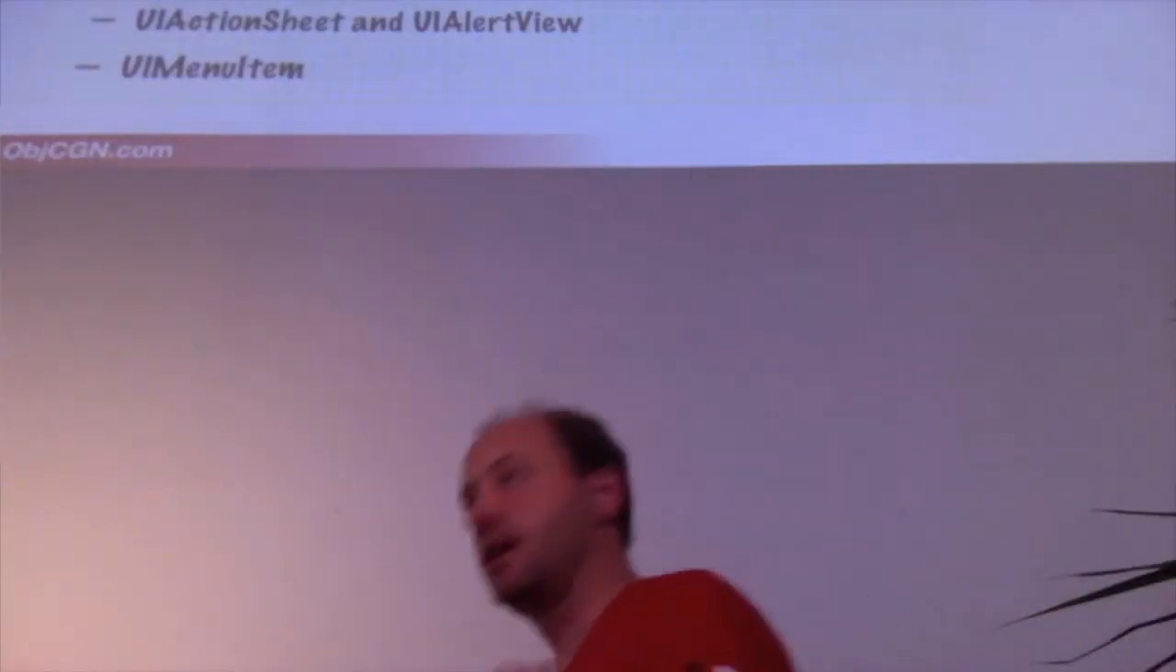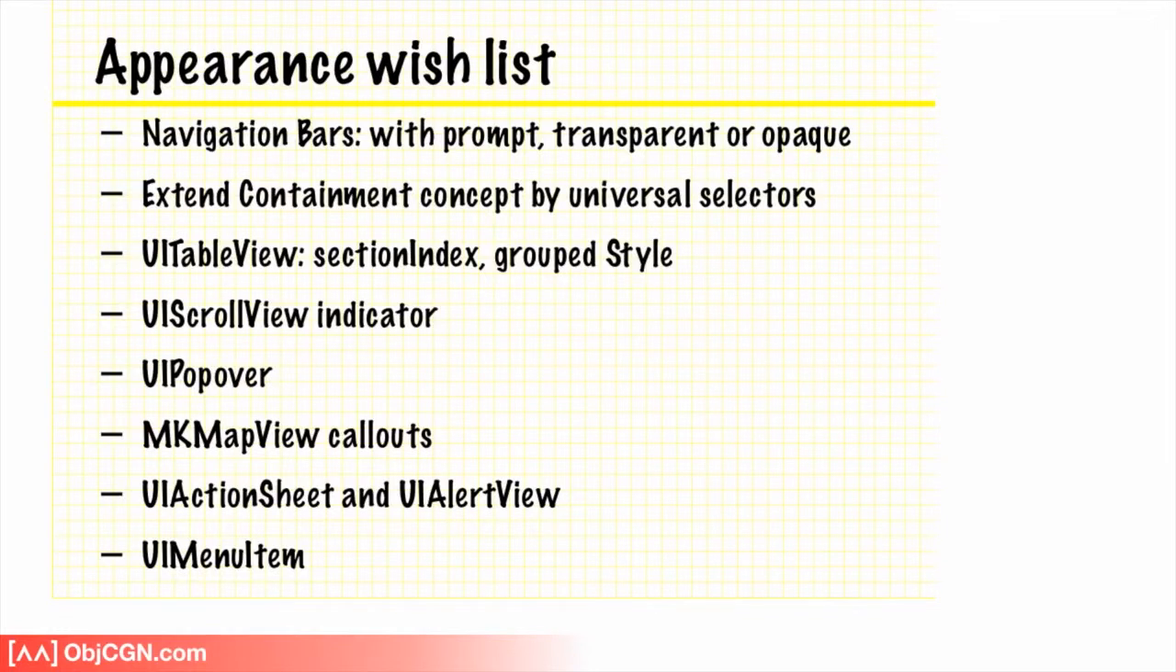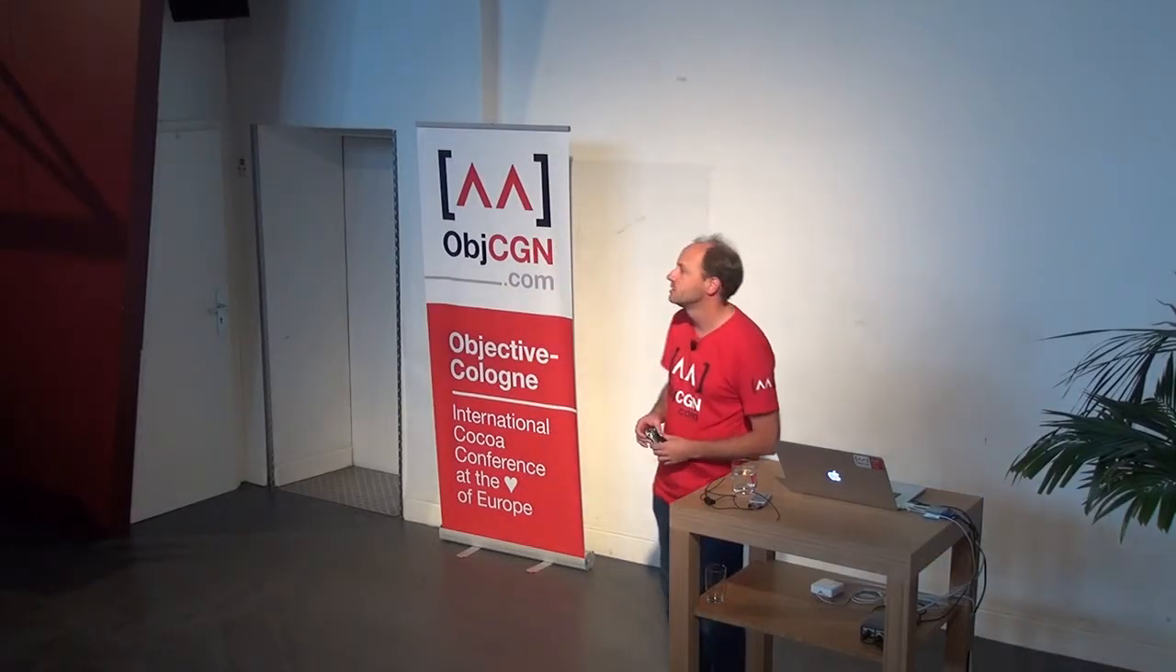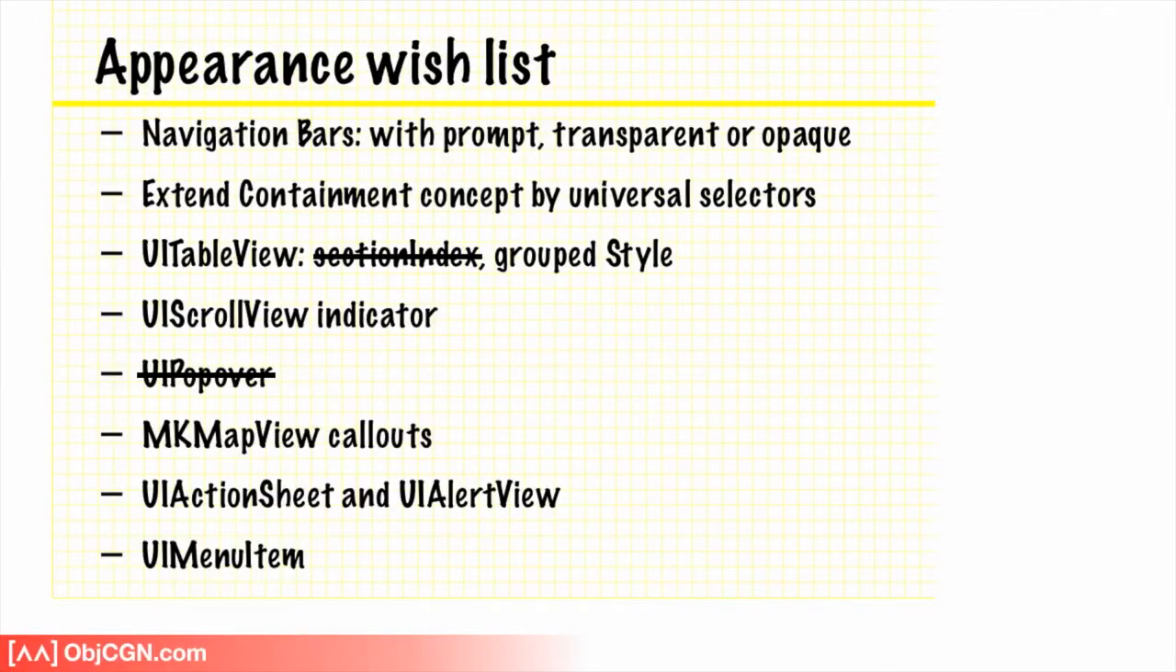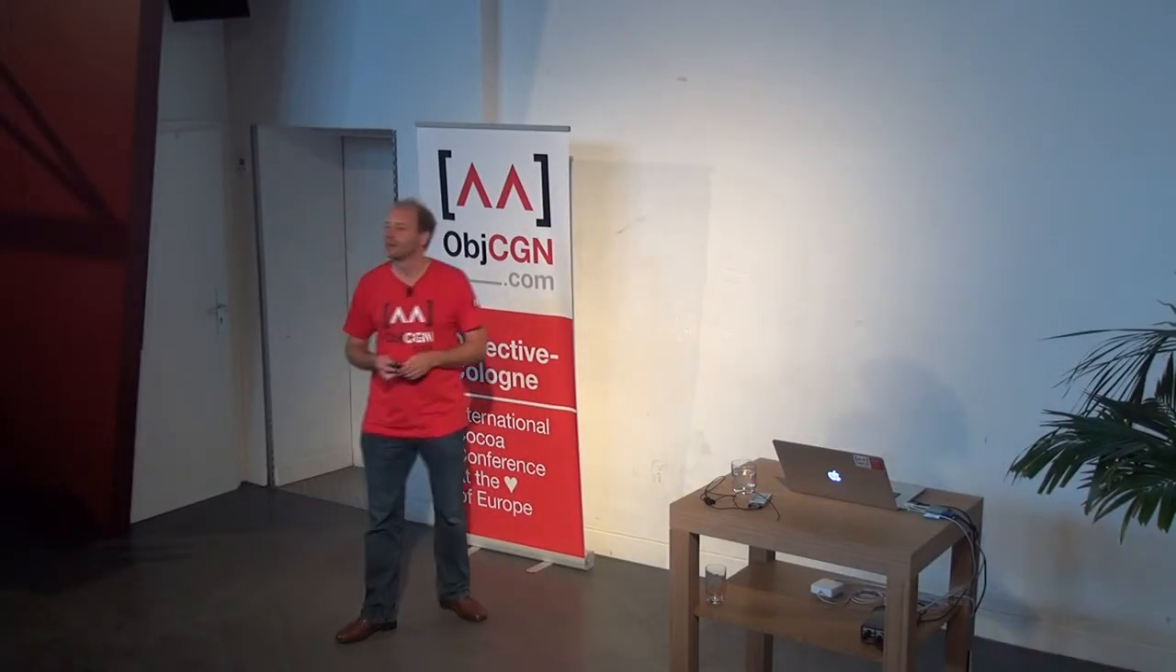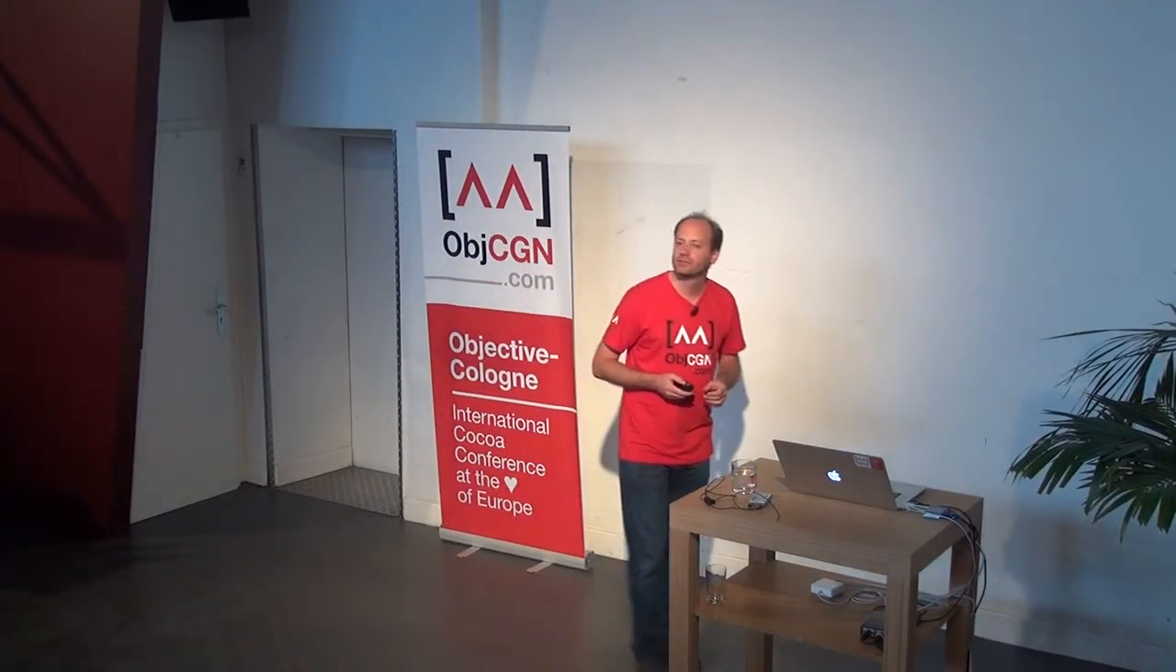For the table view section index, I mentioned that. That's addressed in iOS 6, so we can strike that from our list. The group style, I mentioned how to work around that with the method swizzling approach I described. Scroll view is still something missing, like the scroll bar, how to customize that. Popover actually is addressed in iOS 6, so that's nice. Customizing the popovers for iPad applications. Still missing are the callouts, map views, action sheets, alerts. So there's still a lot of stuff actually missing, and we can just hope that in iOS 7 or whatever release, they also address those items.